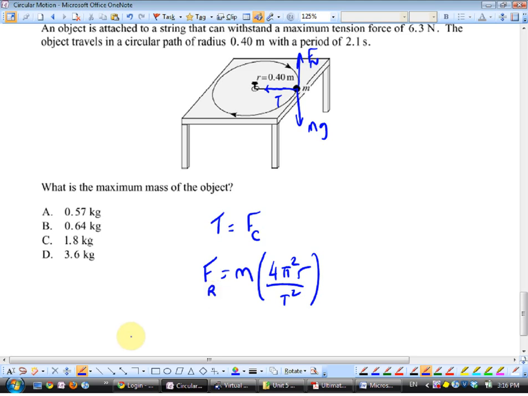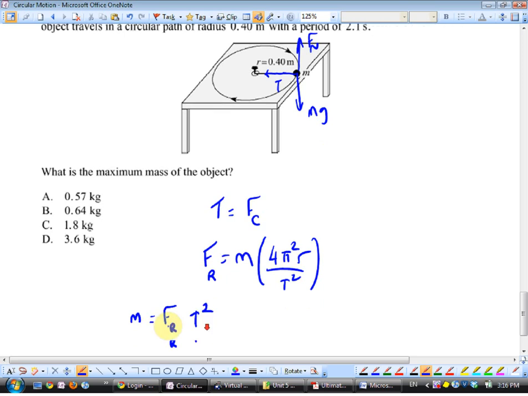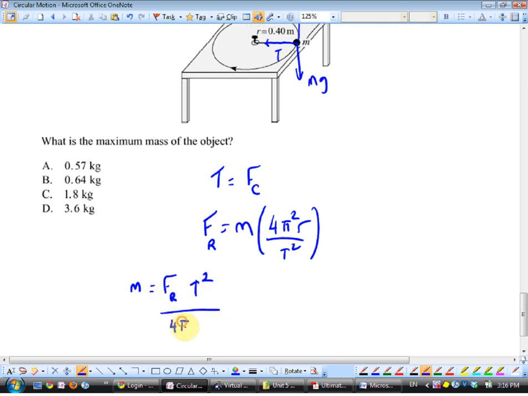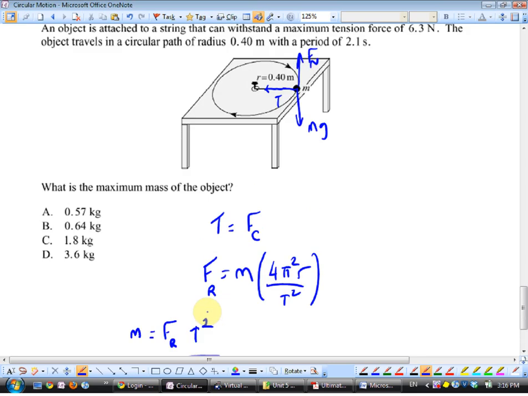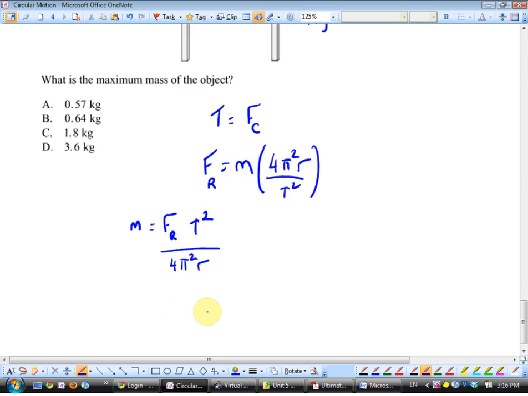Anyways, the mass is going to be the force on the rope times the period squared divided by 4 pi squared r. Do I know the radius? Oh yeah, they gave it to me in the diagram. Do I know the period? 2.1 seconds. Do I know the force? 6.3 newtons. Yeah, I can find the mass.